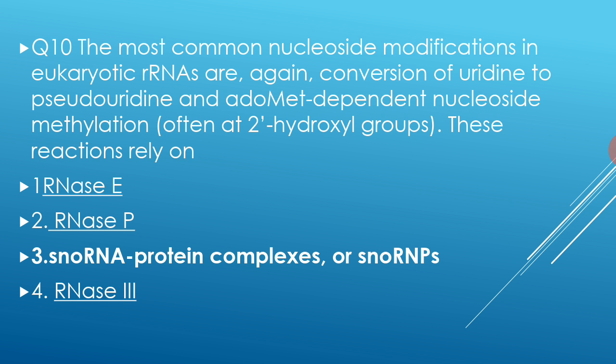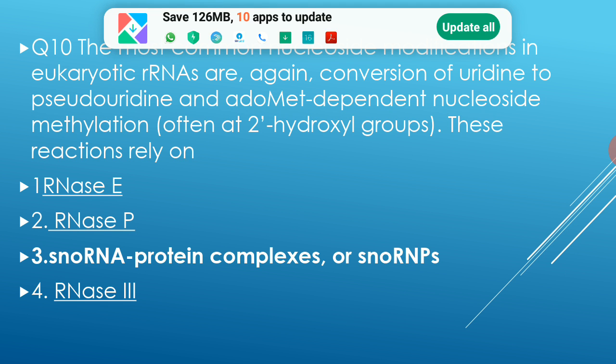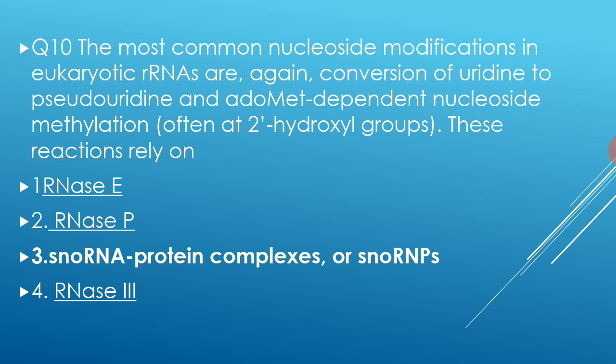The most common nucleoside modifications in eukaryotic tRNA are the conversion of uridine to pseudouridine and S-adenosylmethionine-dependent nucleotide methylation. These reactions rely on RNase, snoRNA-protein complex, or snoRNase and RNase III. The answer is the snoRNA-protein complex.